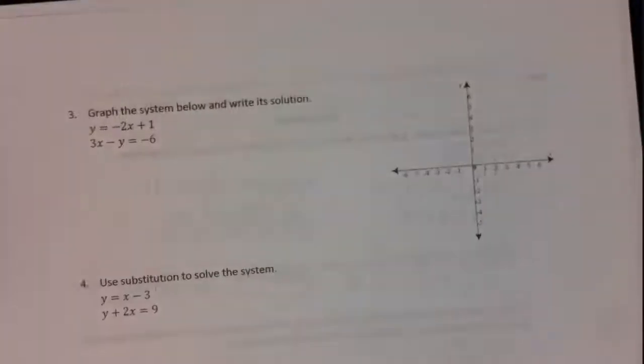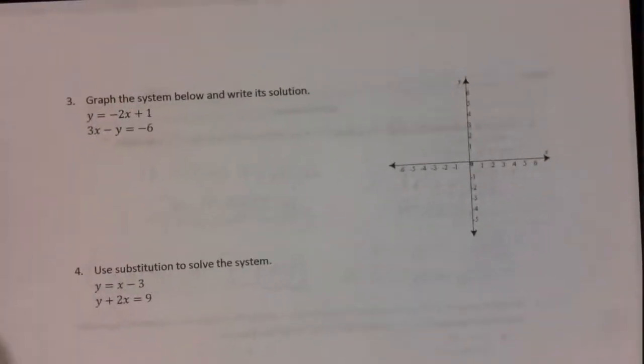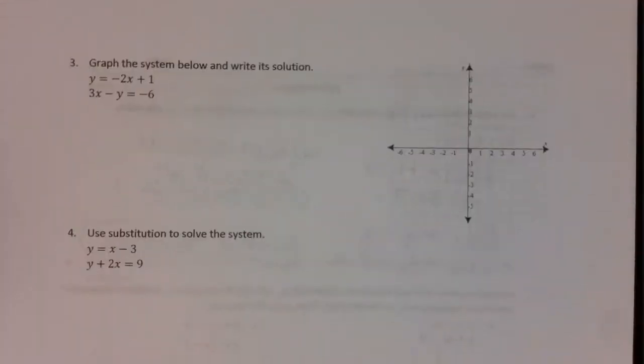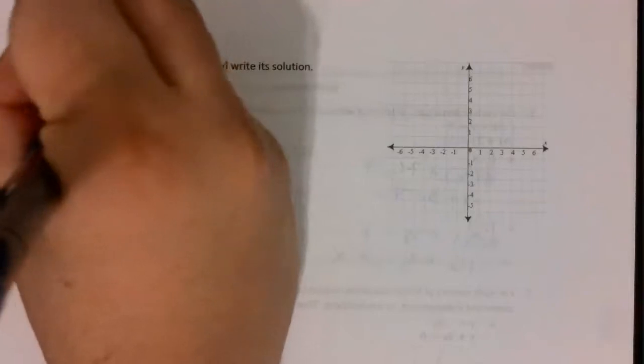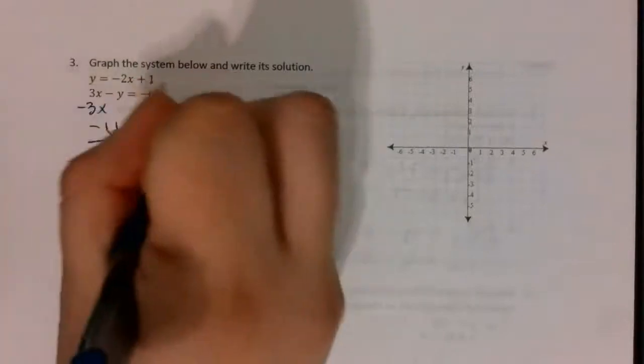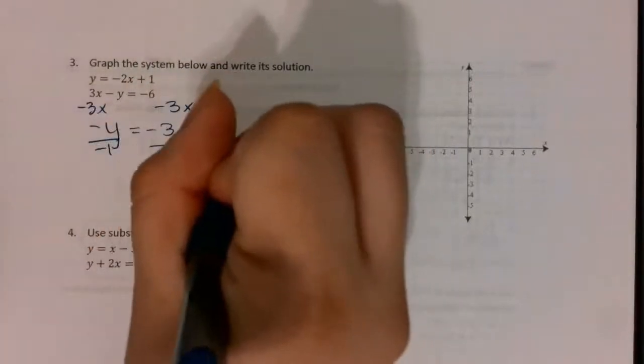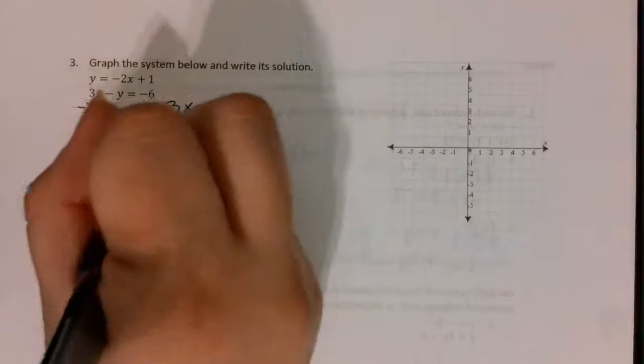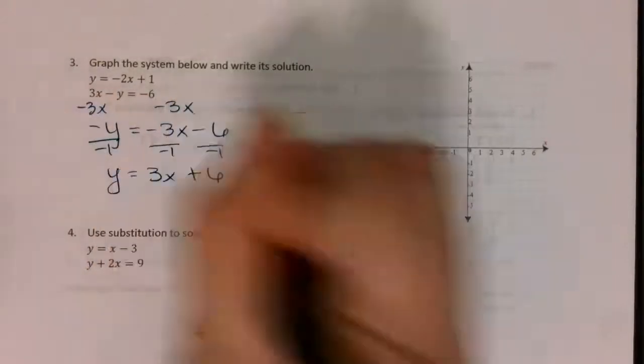There we go. Number 3 wants me to graph the system below and write its solution. If I am graphing by hand, what I want to do is get everything equal to y. So I'm going to start by changing my second equation by subtracting 3x on both sides. I end up with negative y equals negative 3x minus 6. Then I want to make it positive, so I divide everything by negative 1. I get y equals 3x plus 6.